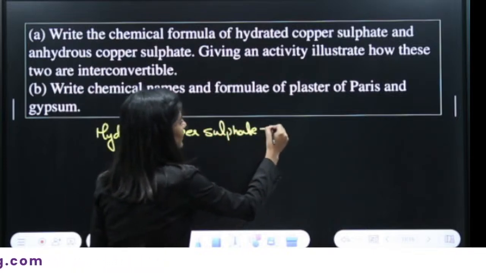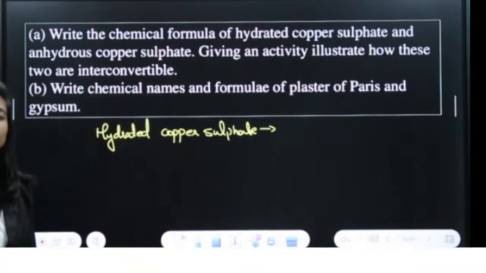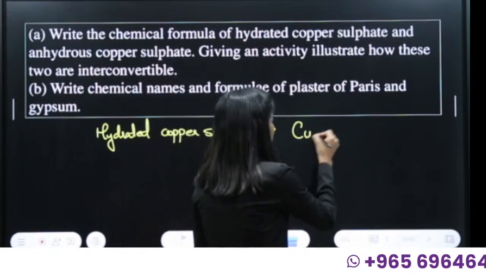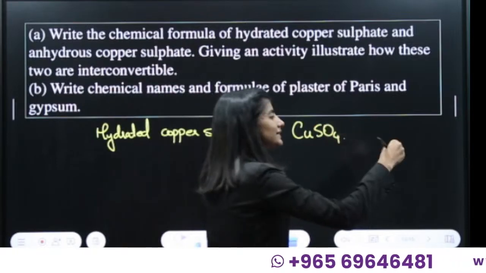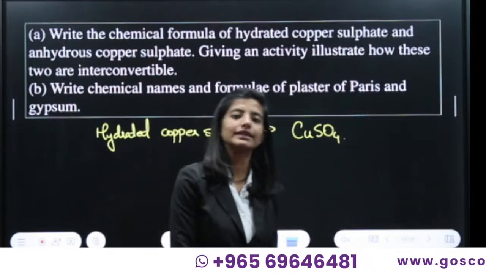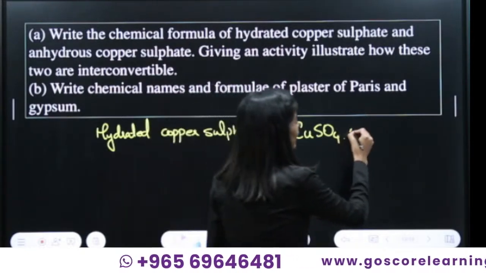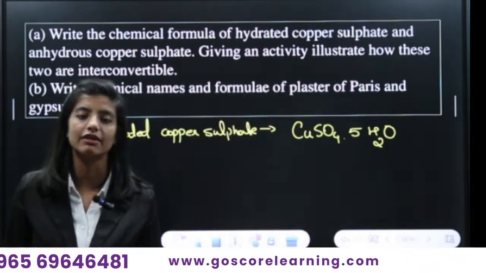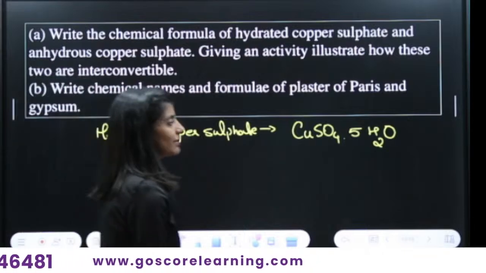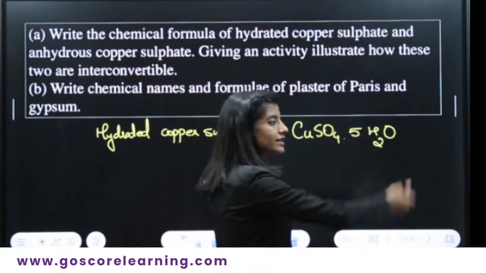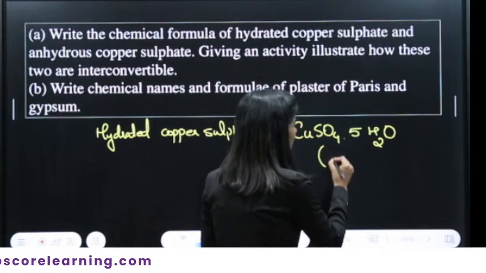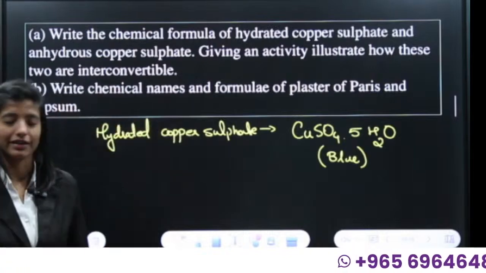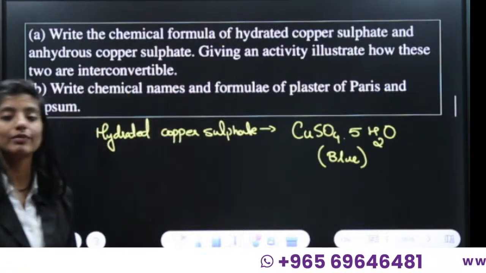Hydrated copper sulfate. What is hydrated copper sulfate? It has the water of crystallization. We know that copper sulfate is CuSO4, and since it is hydrated, what is its water of crystallization? We already know that it is 5H2O. So it is CuSO4·5H2O. This hydrated copper sulfate is definitely blue in color.